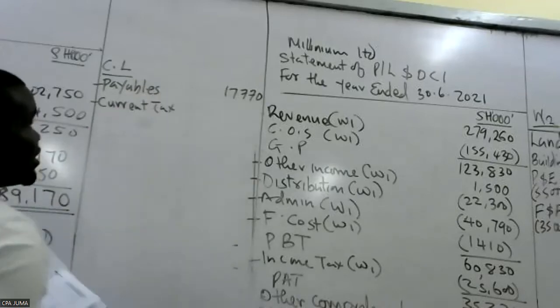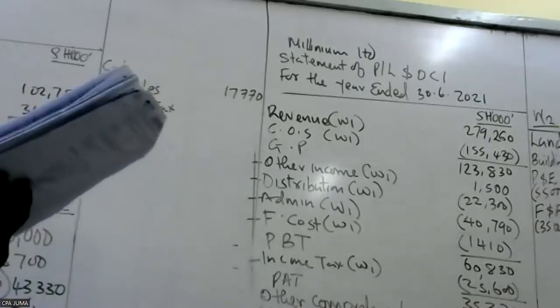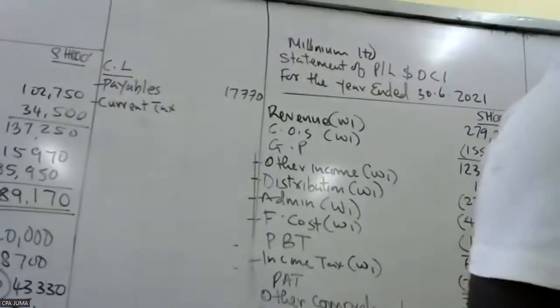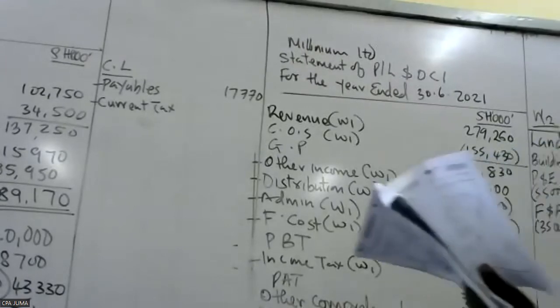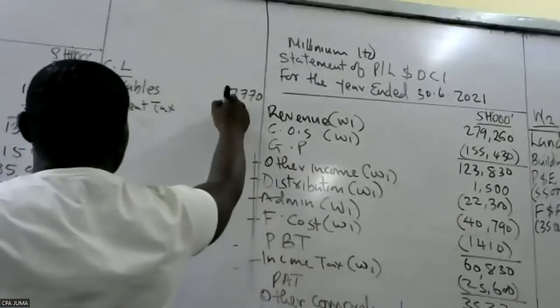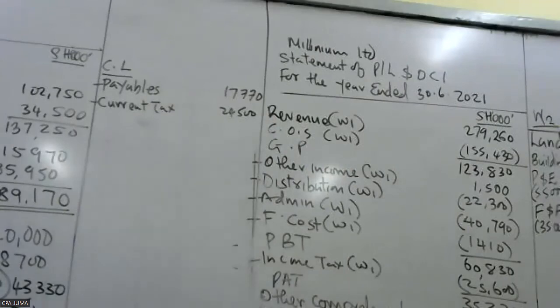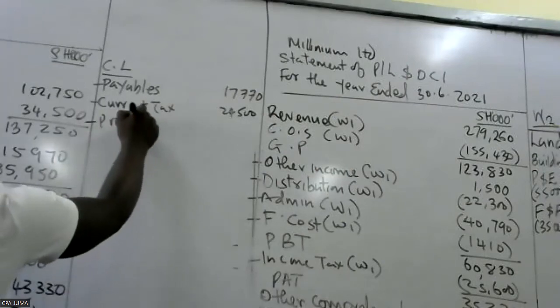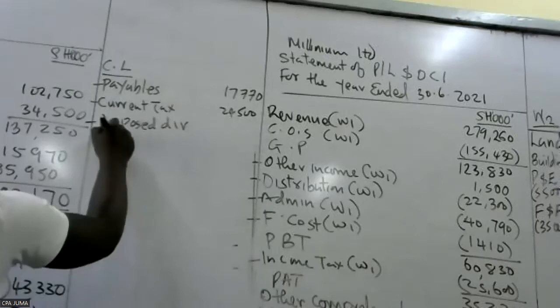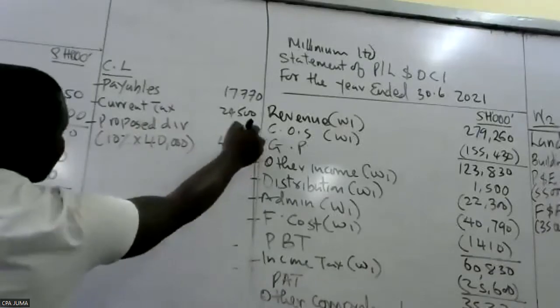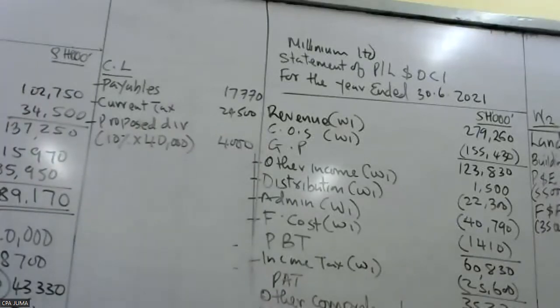Current tax is always a liability. It was in note number 6. 24. Then, you know, they proposed dividends. When you propose, have you paid? No, you have intention to pay. So proposed dividends, we took 10% of 40. 10% of 40 is how much? 4,000. Very good.